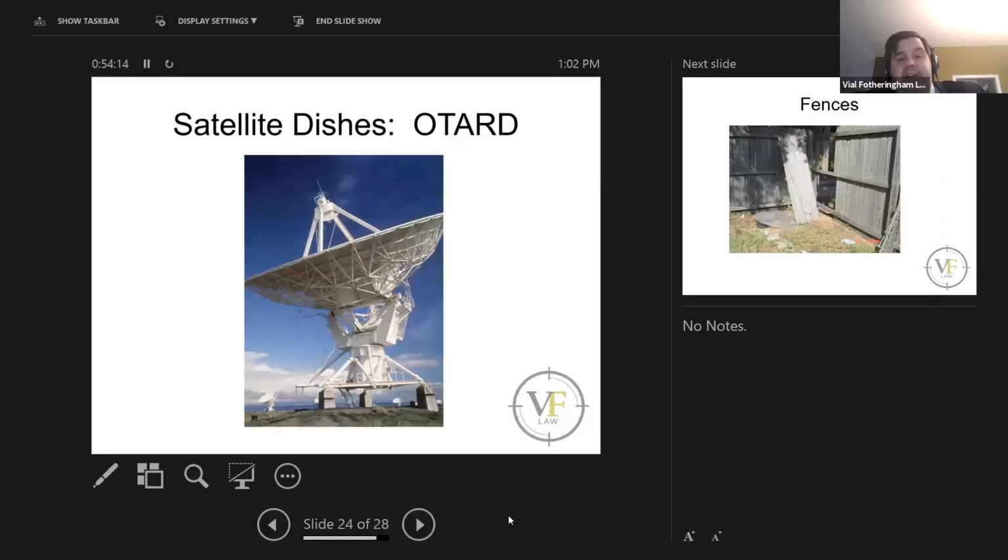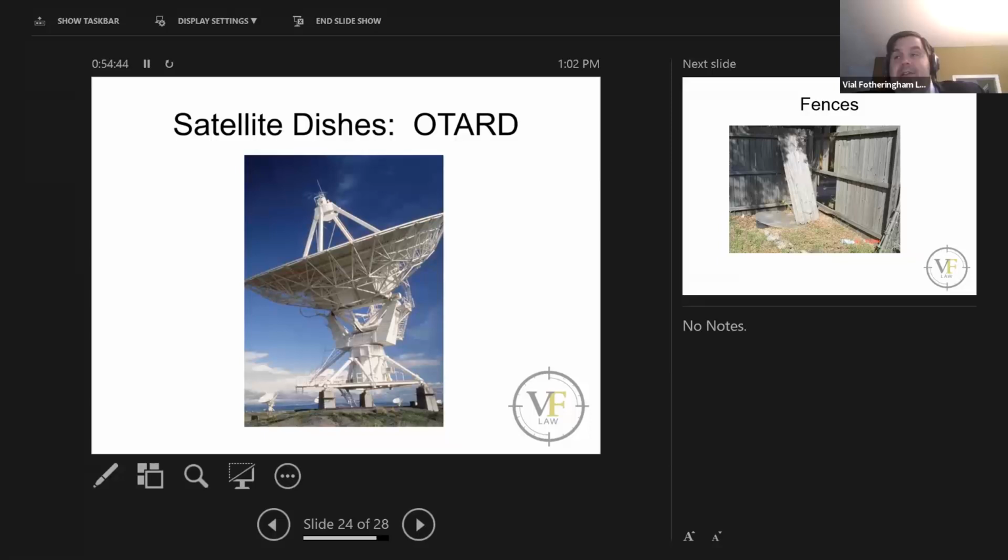Satellite dishes, OTARD, the over-the-air reception devices rule, which is set by the FCC as part of the Federal Telecommunications Act. This allows owners to install satellite dishes on property that is in their exclusive use and control. And so it essentially gives me a constitutional right to my DirecTV, my NFL Sunday Ticket.